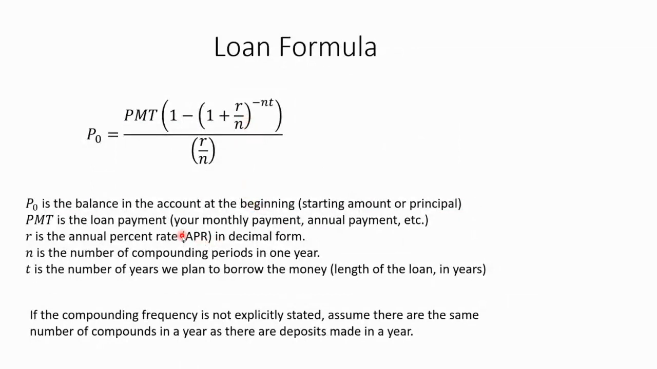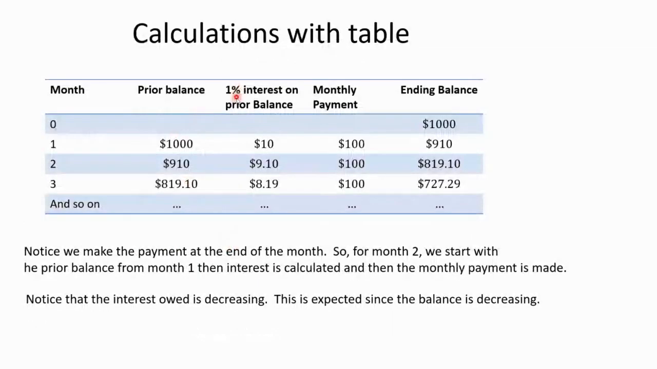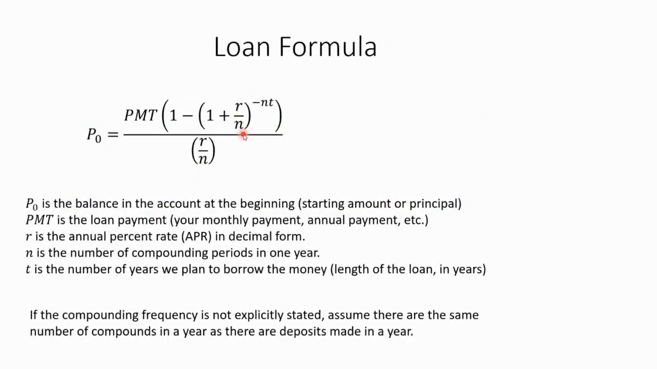R is the annual percent rate, the interest rate in decimal form, annual though. Here we had this 1%, but that wasn't the annual interest. That was the monthly interest. N is how many compounding periods there are in a year. And T is the number of years this is going on. How long we plan to borrow money, or the length of the loan, in other words. Okay? The length of the loan.